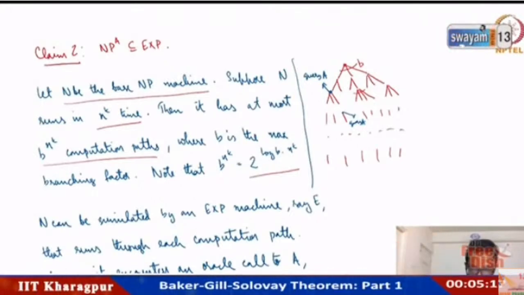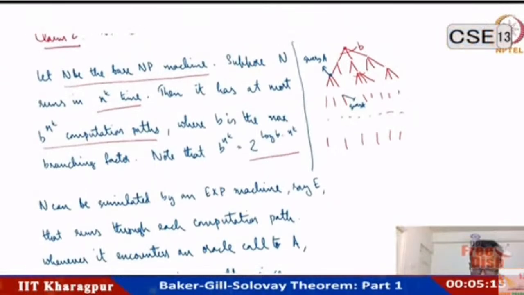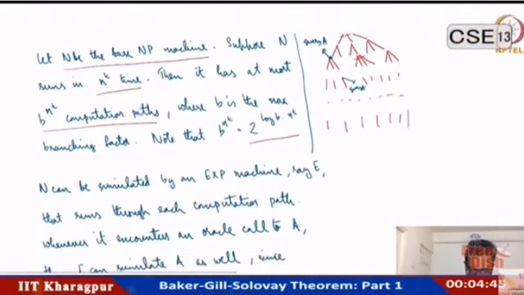So all that the exp time machine does is to run through each of these paths in the computation tree, and we know there are at most exponentially many paths, in fact 2 power log b multiplied by n power k. You may encounter the A queries, but when you encounter them, all that one has to do is to run the exp time decider, which is also okay. That will be another exponential quantity, the time taken for that, but multiplication of 2 exponential quantities is also okay. That will also be another exponential time quantity.